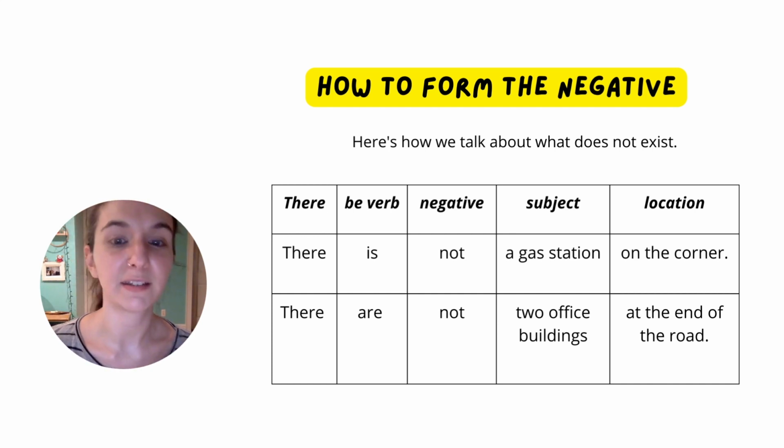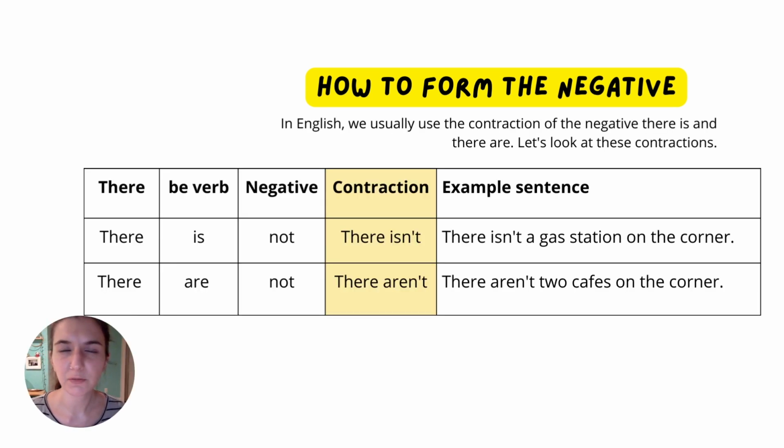So, for instance, there is not a gas station on the corner. There are not 2 office buildings at the end of the road. In English, it's really natural to contract the negative of there is and there are. Let's look at these contractions so you can see how they work and how they sound. So the first is there is not, which would contract to there isn't.